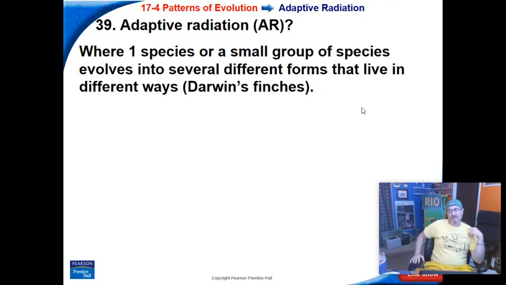We're going to abbreviate adaptive radiation. Perfect example of this is the finches. So one species or group evolves into several different forms that live in different ways. So the idea is that one species of finch, the common ground finch from South America, arrived on the Galapagos Islands. And the process of speciation, geographic isolation, reproductive isolation, ecological competition occurred many, many times, leading to the 13 distinct species of finches now on the Galapagos.